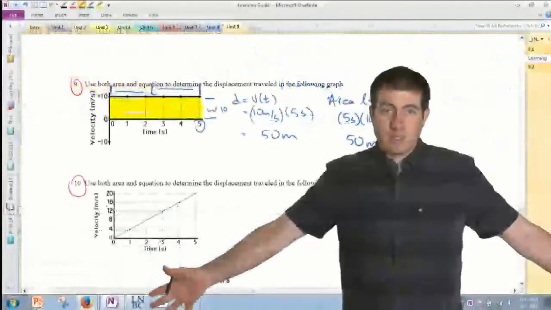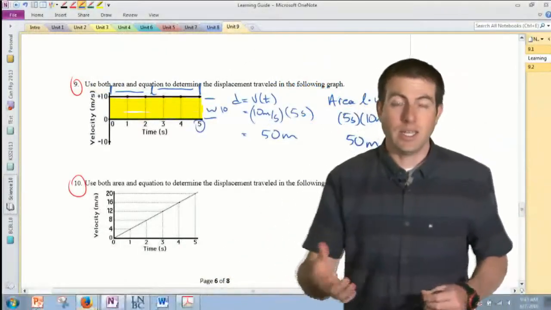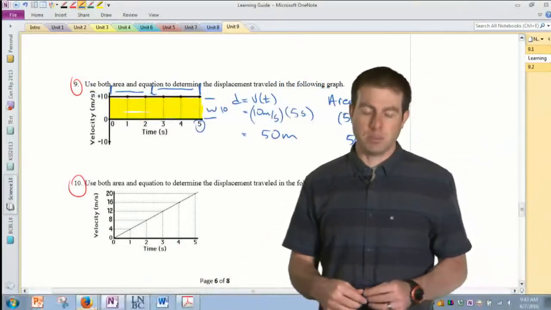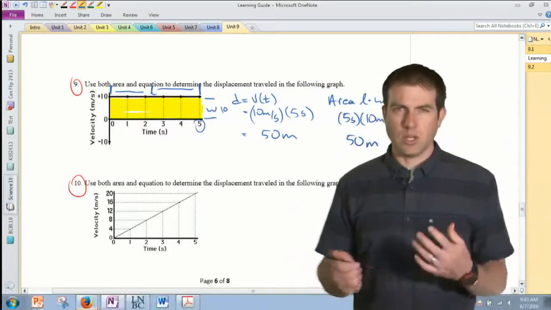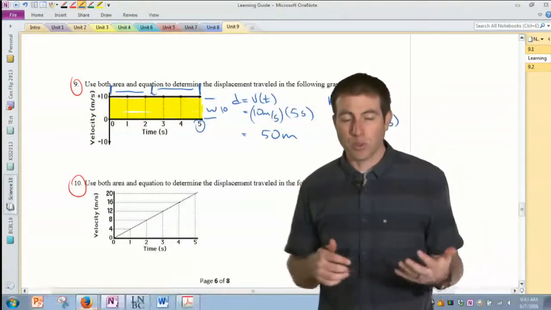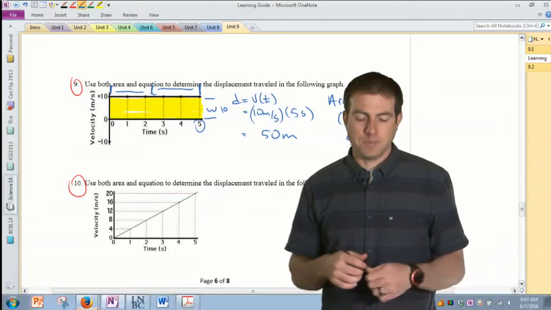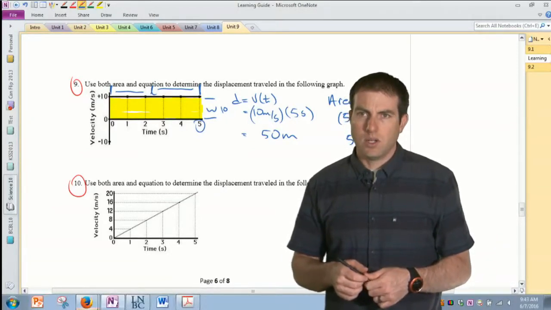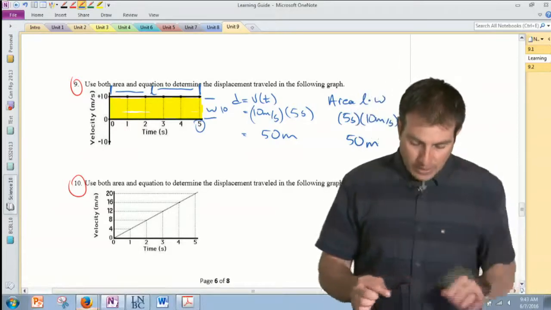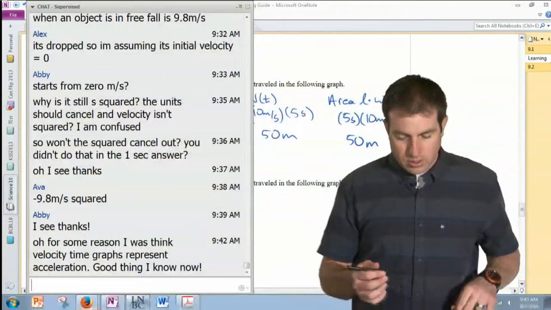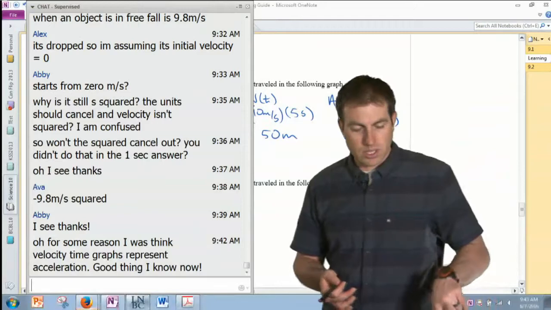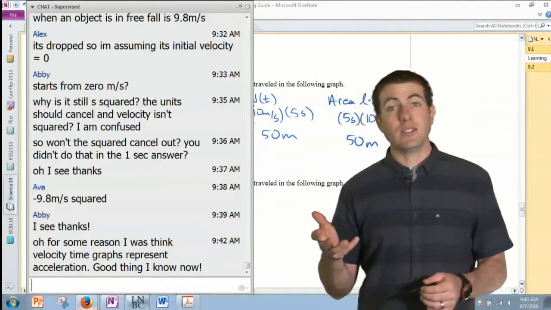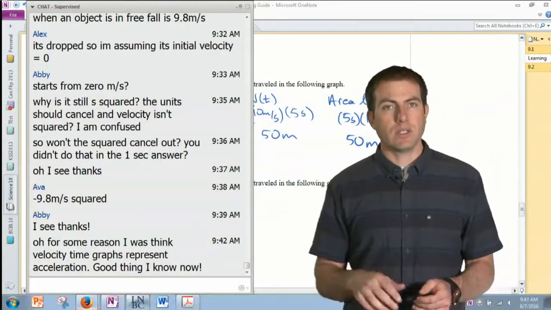So that was a velocity time graph, and we're actually getting a distance from it, or a displacement, which is kind of a weird thing. We didn't really talk about it in the notes. It's not super important that you know it. It's just kind of a question that popped up there. So, Abby, you are right. For some reason, I thought velocity time graph represented acceleration. If we were to take the slope of the line, it would give us an acceleration.